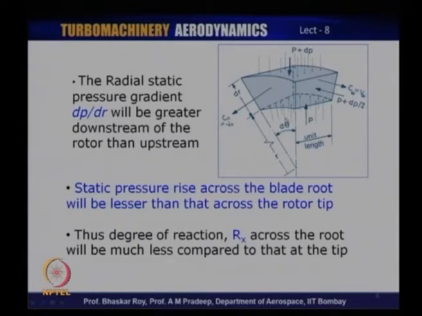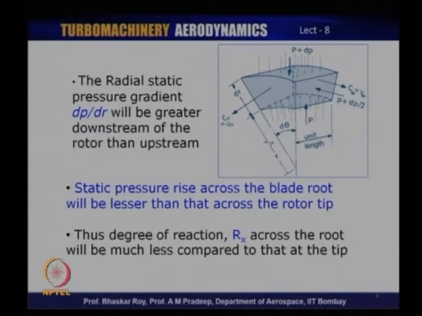We have also seen that the CW varies along the length of the blade. So, wherever CW is higher, it would correspondingly try to give a stronger dp/dr gradient. The static pressure rise across the blade root will be lesser than across the rotor tip. This also comes out of the free vortex law. The work done at the tip is likely to be of a higher order than at the root, where the U is much lower, and as a result the static pressure rise would be much lesser at the root than at the tip.